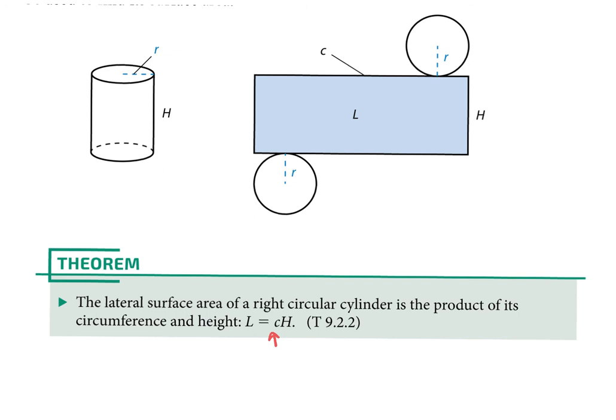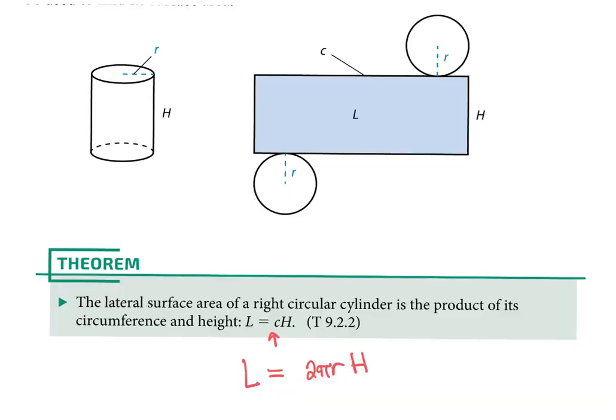There's a special formula for circumference. What's the circumference of a circle? 2 pi r. So for a cylinder, you're going to say it's going to be 2 pi r times the height. 2 pi r times the height. That is your lateral area of a cylinder. 2 pi r times height.